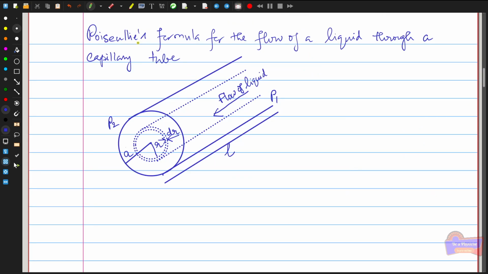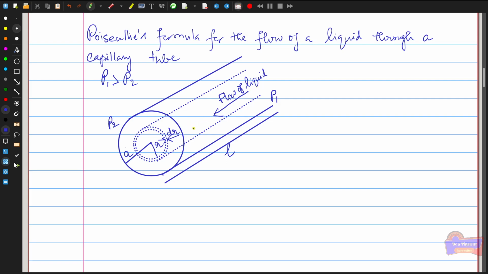So here we are going to derive Poiseuille's formula for the flow of a liquid through a capillary tube. This is the capillary tube we are considering. It has length L and radius a, the pressure at one point is P1, and at another point the pressure is P2. We have considered P1 greater than P2, so that the flow of water is from this direction.